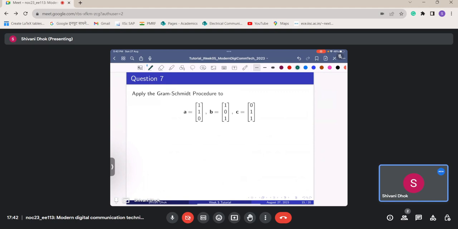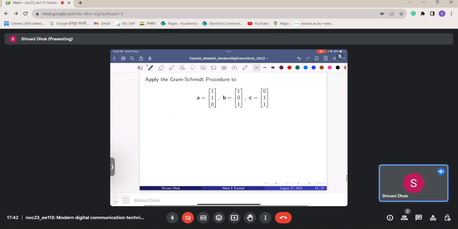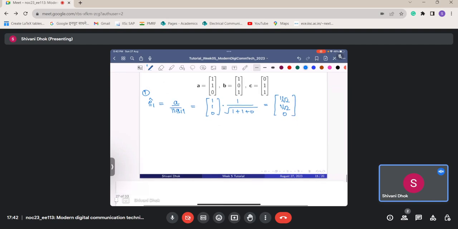Okay, so again, what we have here is 3 vectors, and we need to construct an orthonormal set of vectors using this. Okay, so let us start. Let us go with e1 hat, which is the first vector, which will be a upon norm of a, which is equal to (1, 1, 0) into 1 upon under root of 1 plus 1 plus 0. So this quantity is 1 by root 2. So this comes out to be 1 by root 2, 1 by root 2 and 0. So this is e1 hat.